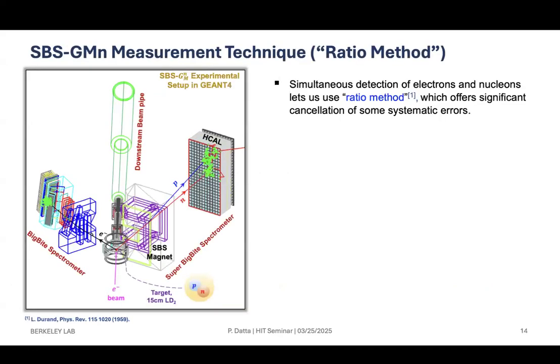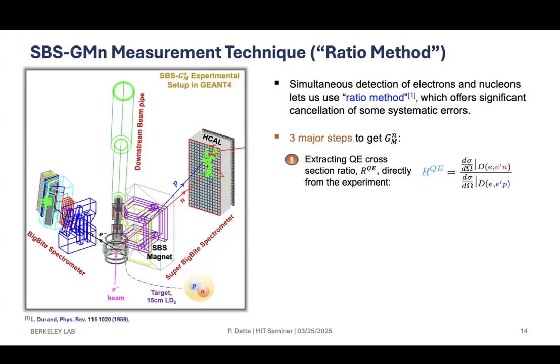So now moving on to the data analysis part of this talk. This is the SBS-GMn experimental setup in Hall A. We took data on a 15 centimeter liquid deuterium target for production, and we simultaneously detected the scattered electron and the nucleons with our spectrometers. Such simultaneous detection enabled us to use the ratio method of measurement, which offers significant cancellation of a lot of systematic errors, like the systematic uncertainties associated with beam, target, trigger efficiencies, etc. And there are 3 major steps to get GMN in this method.